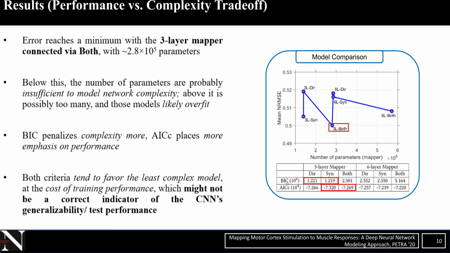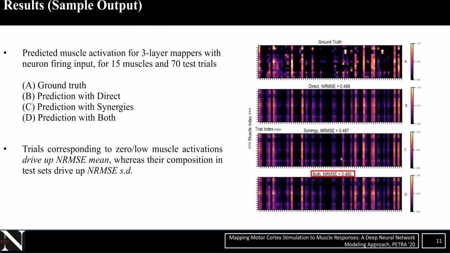And if we look into the BIC, we see that the BIC tends to favor the models with the lowest complexity, whereas AIC tends to favor the models with the lowest error. But again, we must be wary that both of these criteria look into the training performance, which is not necessarily an indicator of the test performance of the CNN, and could actually be an indication of overfitting. But still, regardless, it gives an overview of how performance versus complexity fares.